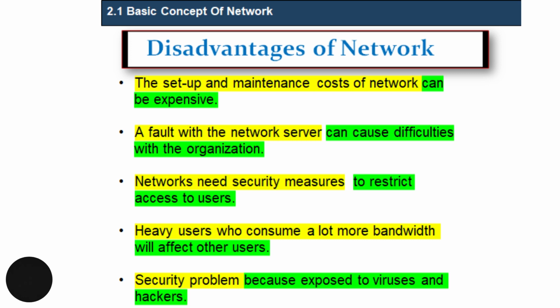And then a network, of course, needs security measures. Because why? It needs to restrict access by unauthorized users. All right. Okay, and then heavy users who consume a lot more bandwidth will affect the other users. All right. And last but not least, actually, this is the main problem, the security problem. Because when you are connected to the network, you are exposed to viruses and hackers. That's why you need the security measures, all right, to prevent all these problems.